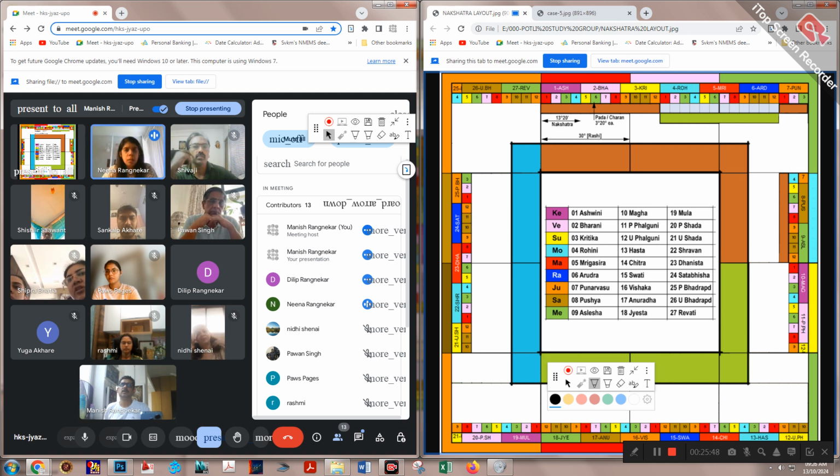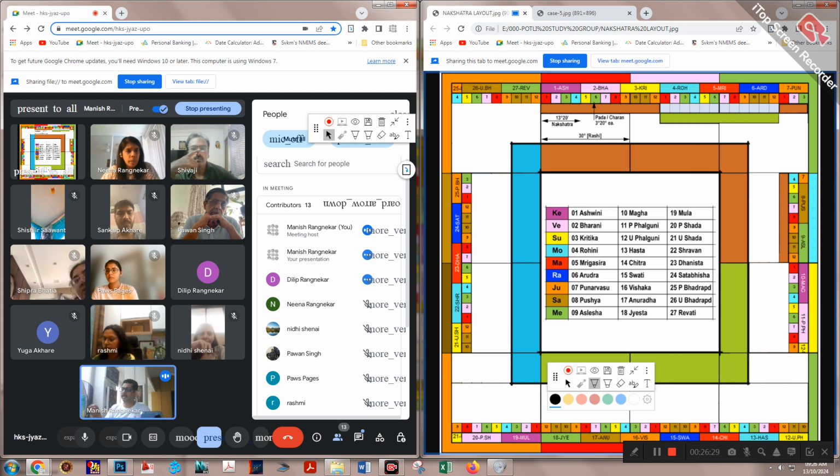Dada, what's the main term? Nav Amsh, 9 divisions. I have made it in this format. Can you see this brown over here? Then can you see this green over here? And can you see this brown over here which spills over here also? So it's 12, 12, 12. Now if you see the colors associated with it, you will see that it's Aries, Taurus, Gemini, Cancer, Leo, Virgo, Libra, Scorpio, Sagittarius, Capricorn, Aquarius, Pisces.